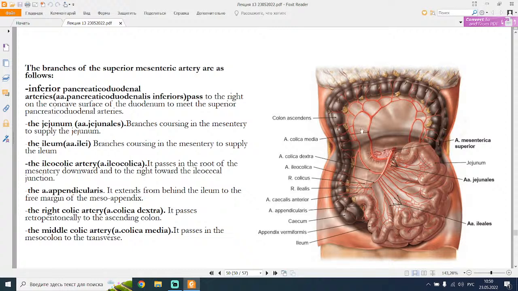Next, colica media. It passes in the mesocolon to the transverse colon. These are the branches of the arteria mesenterica superior: arteria jejunales, ilialis, ileocolica, colica dextra, colica media, and arteria appendicularis.